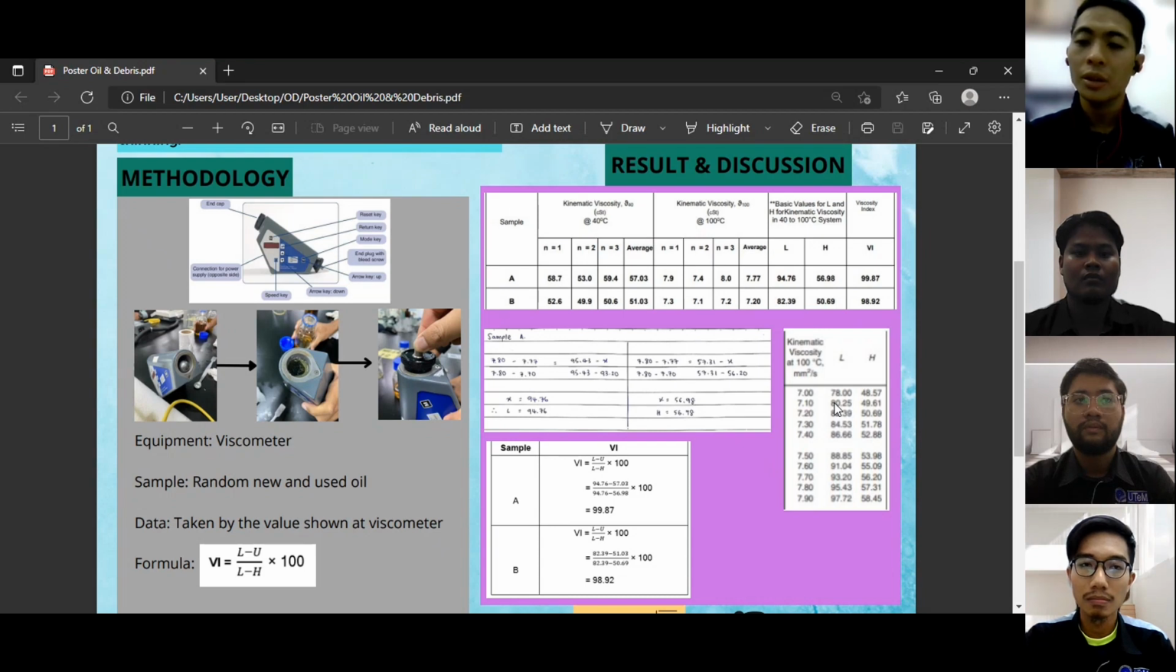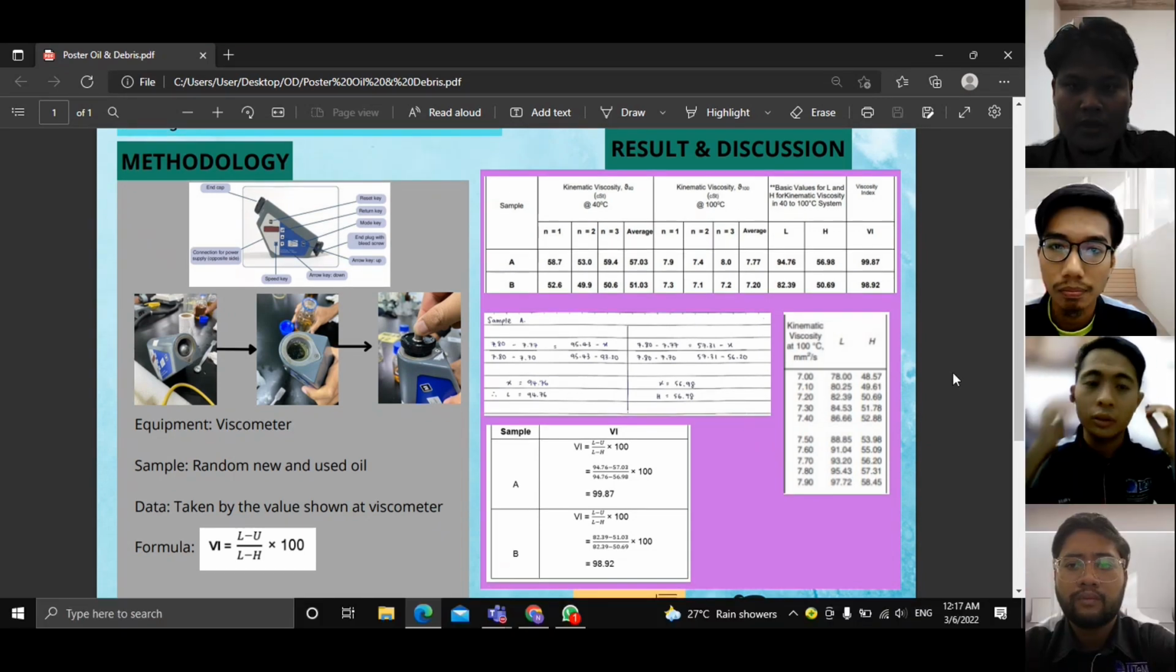Then the main switch and the power supply will be turned on. Then we have to select the density and temperature option. Then tilt the viscometer when prompted until it shows the result. Then the value shown on the viscometer, we have to insert into the viscosity formula as shown in this poster. So that's the result and data that we might get.